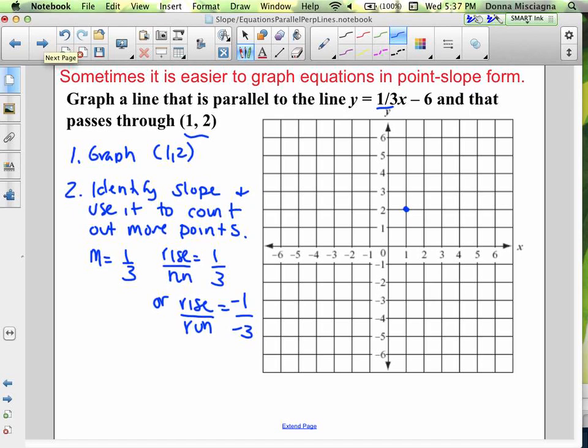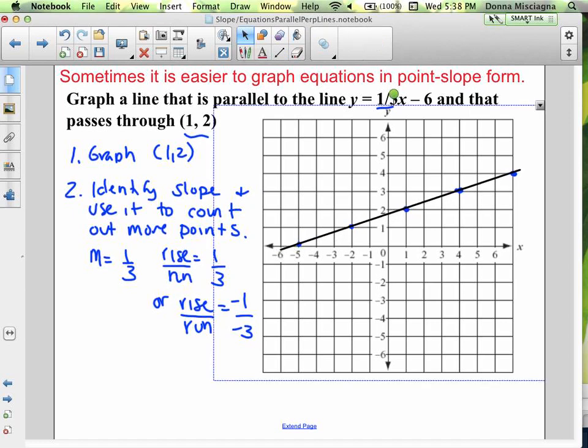We have enough space. So let's go up and to the right, and then we'll go down to the left. Rise is up 1, and then to the right 3, up 1, to the right 3. We can go down 1 to the left, down 1 to the left, and that's it. Then we run out of space. And so now we'll graph that by connecting the points.